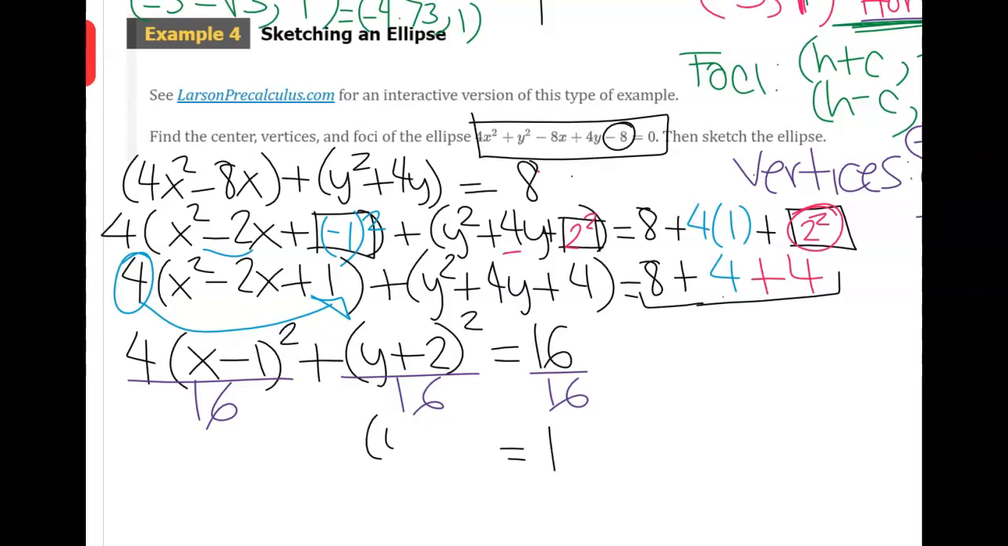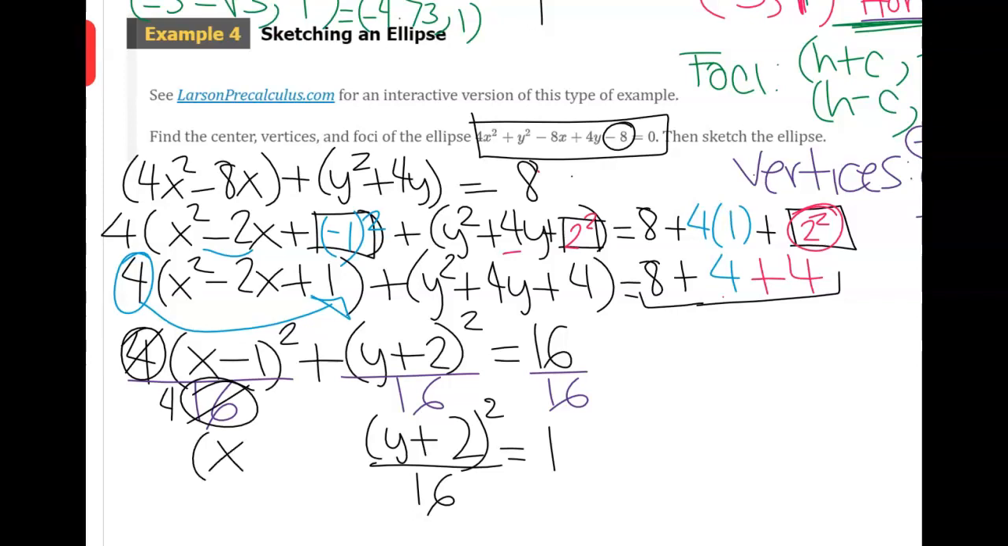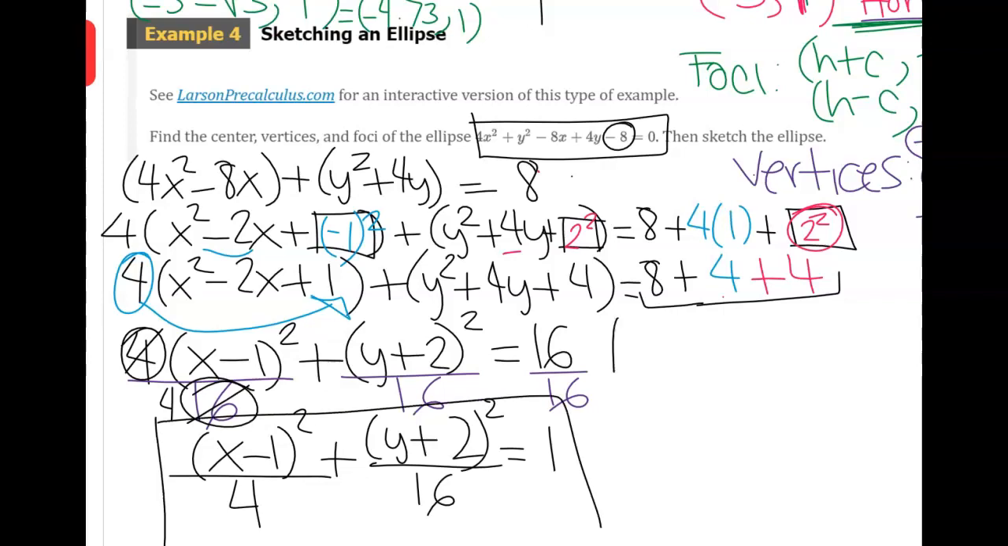Here we can leave the y plus 2 squared and the 16 like that. And then here we have a 4 and a 16. Both numbers are divisible by 4. 4 divided by 4 is a 1, and 16 divided by 4 is a 4. So we're going to have 1 times x minus 1 squared over 4.